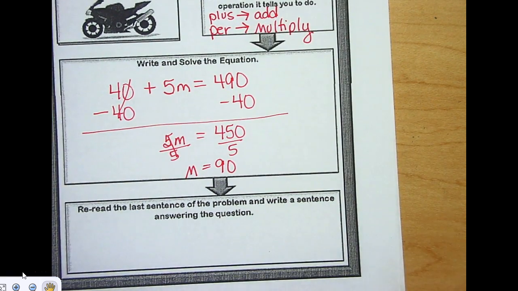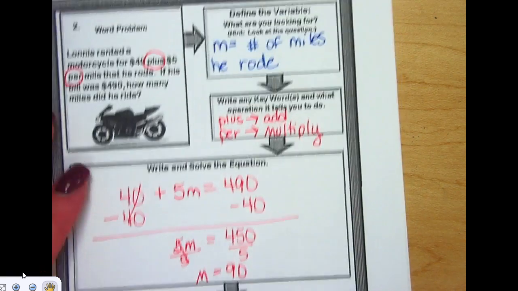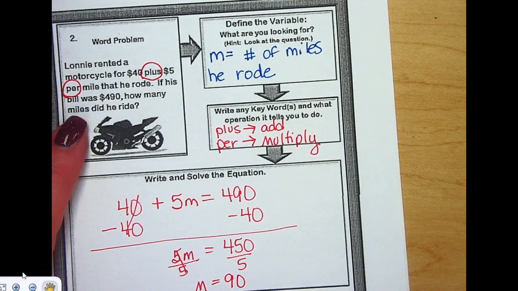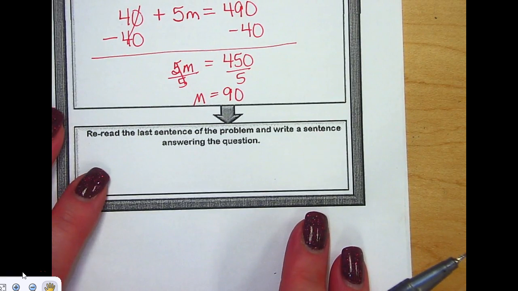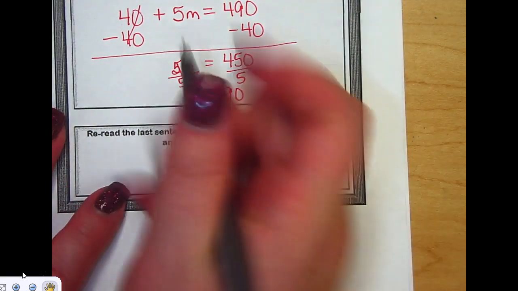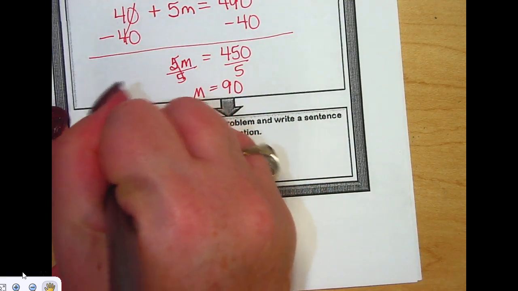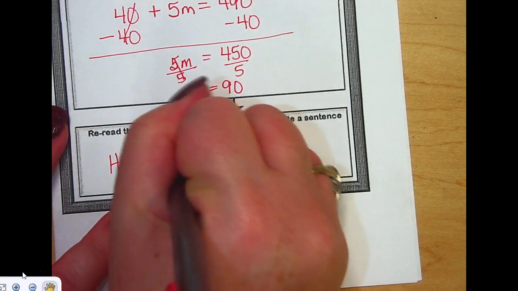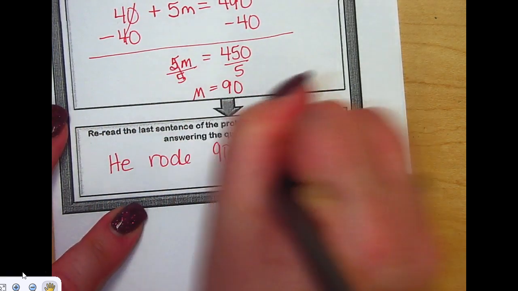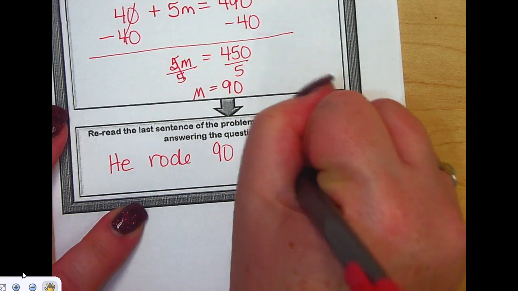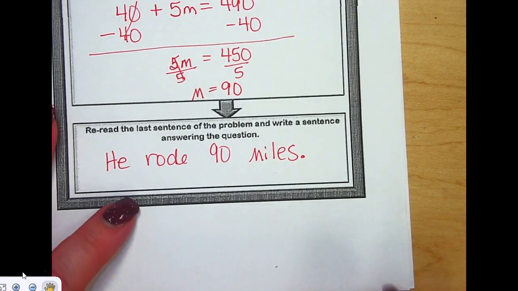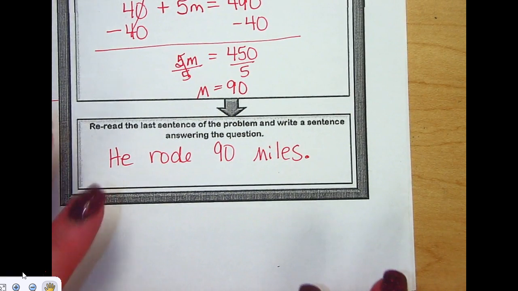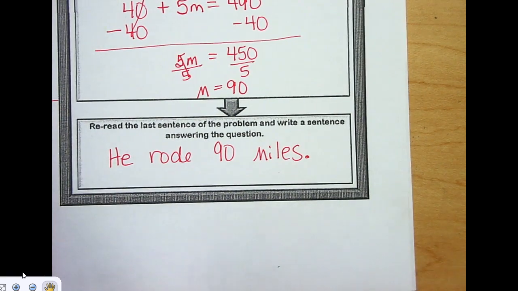Reread the last sentence of the problem and write a sentence answering the question. So go back up, reread the last sentence. How many miles did he ride? So what am I going to say? He rode 90 miles. $5 per mile seems a little high, but you know, whatever.